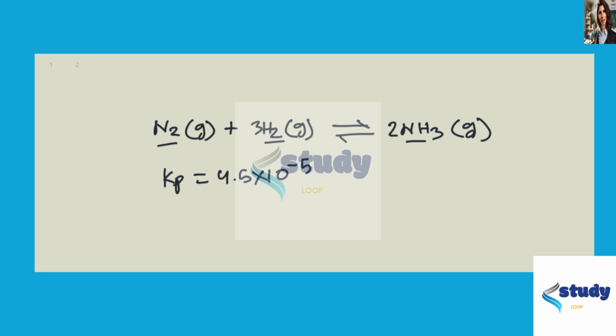In this problem, we are given the reaction for the formation of ammonia from nitrogen and hydrogen gas, and we are given the standard Kp value for this reaction. Then we are given three different mixtures of these reactants and products, and we are asked to find out whether those reaction mixtures are at equilibrium or not. And if they are not at equilibrium, we have to find out in which way the reaction needs to go, whether forward or backward, to reach the equilibrium.